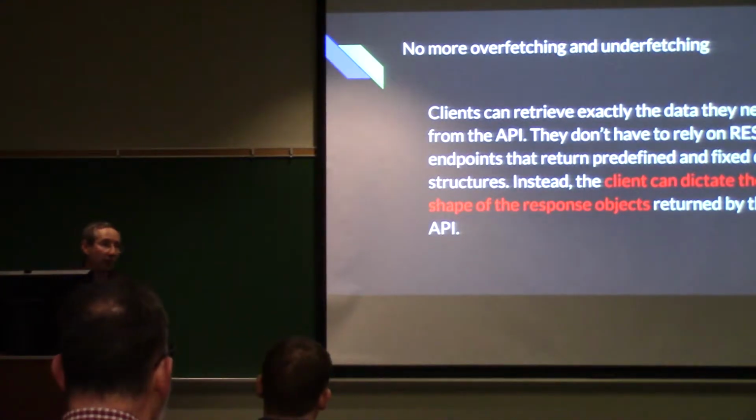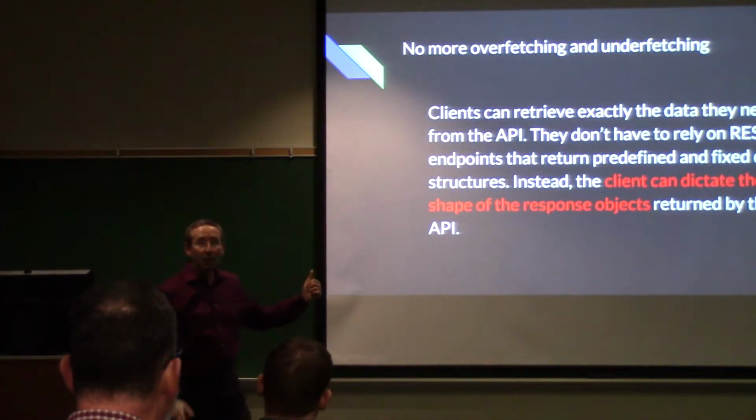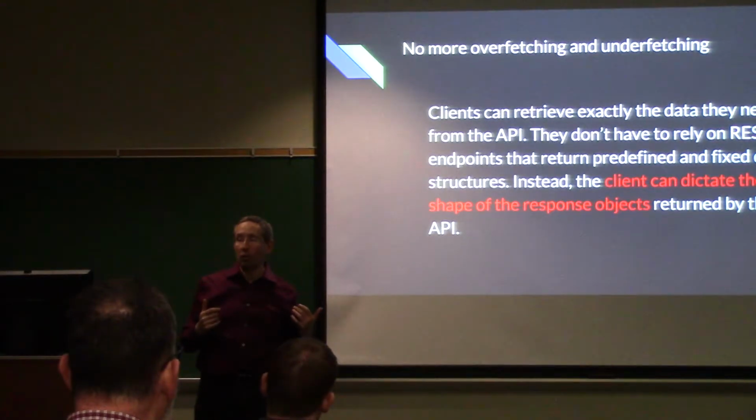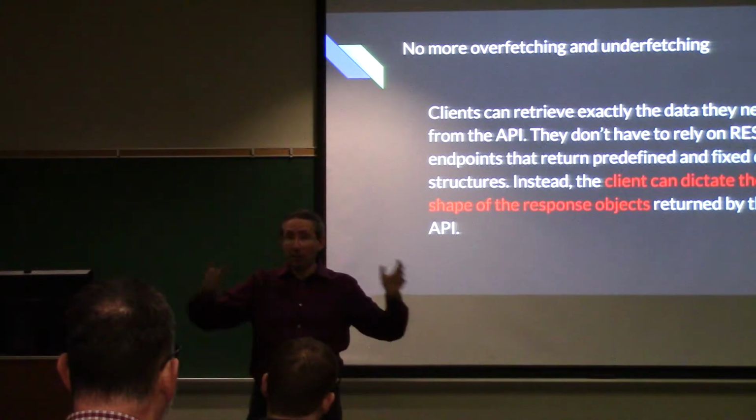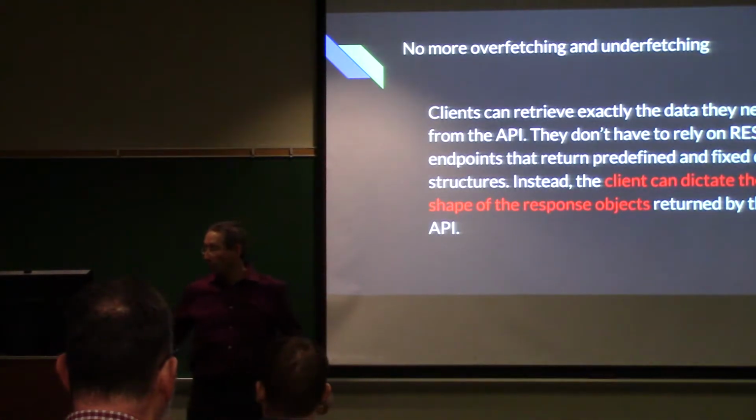We talked about overfetch and underfetch, so this allows you again to exactly define what information you want to get back. The query may return the entire database, and you tell it exactly which objects and which fields you're interested in.